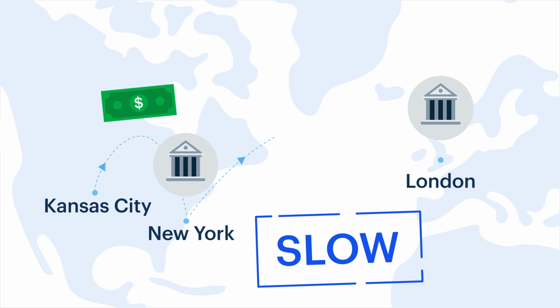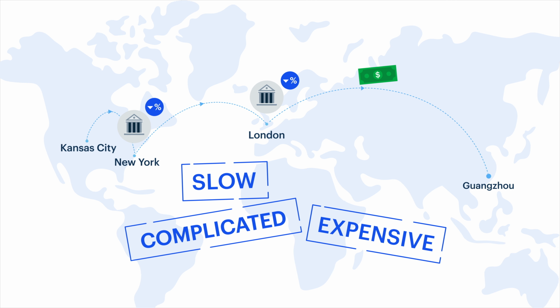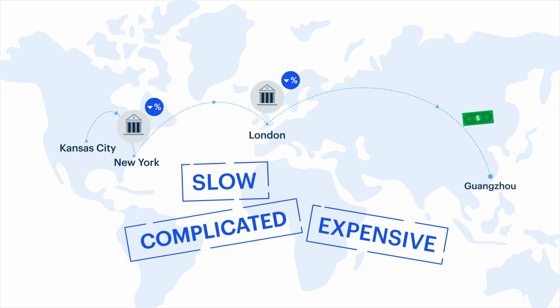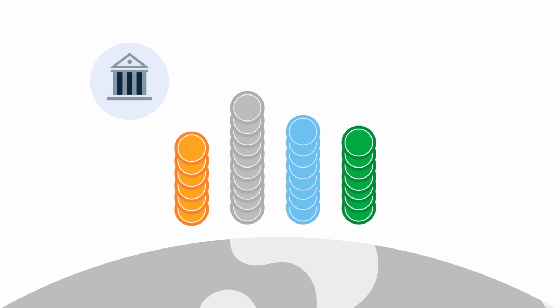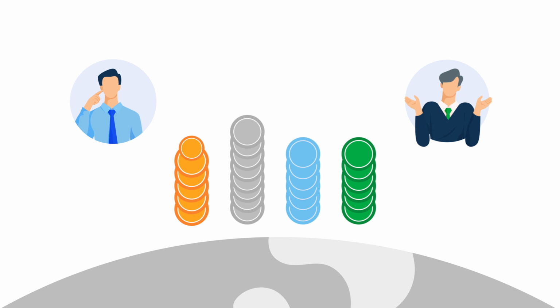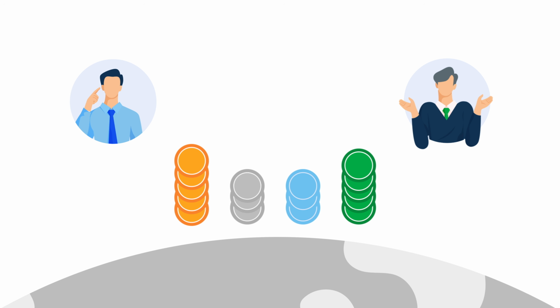But that's slow. International wires take several days to clear. Complicated. In many cases, funds move through multiple intermediary banks before reaching their destination. And expensive. Each intermediary takes a percentage of the transaction in fees. As money moves around the world, the fees pile up, and the business in Kansas City loses more and more of its hard-earned cash to unnecessary middlemen, as does the supplier in China.